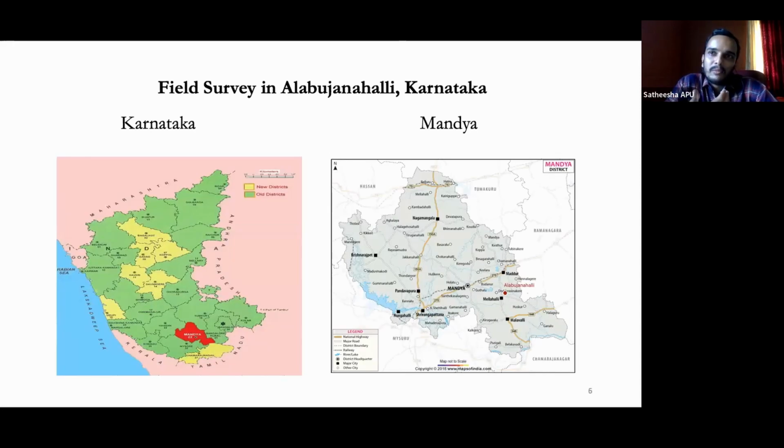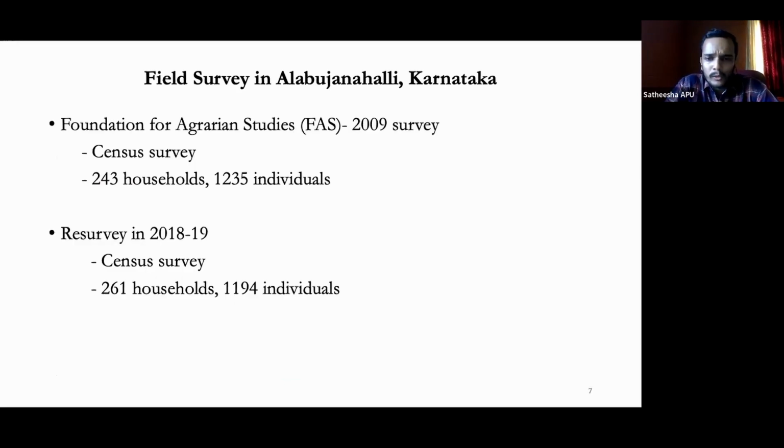The main motivation to choose Karnataka for my survey: first, compared to other southern Indian states, the proportion of workforce in agriculture is very high in Karnataka. Around 70% of the rural workforce is engaged in agriculture. Second, compared again to other southern states, agriculture productivity as well as rural wages are very low in Karnataka.